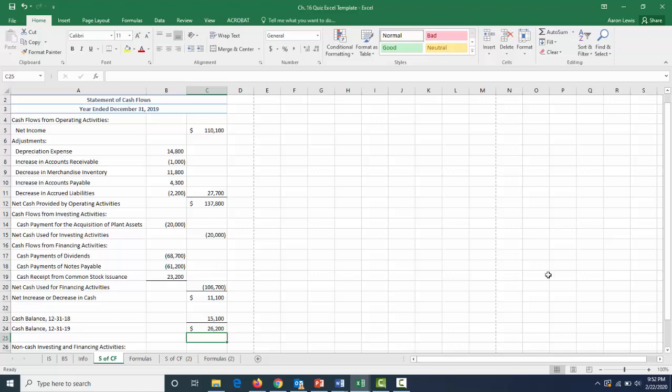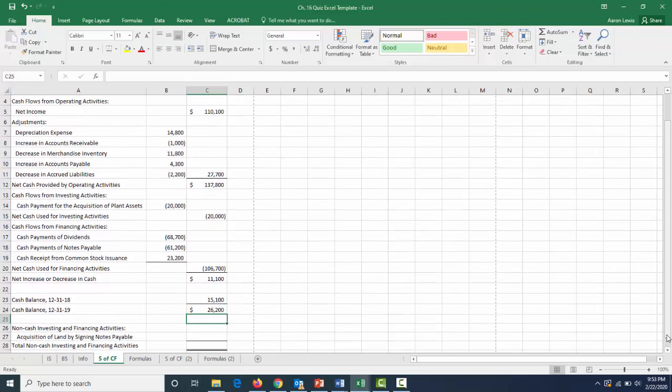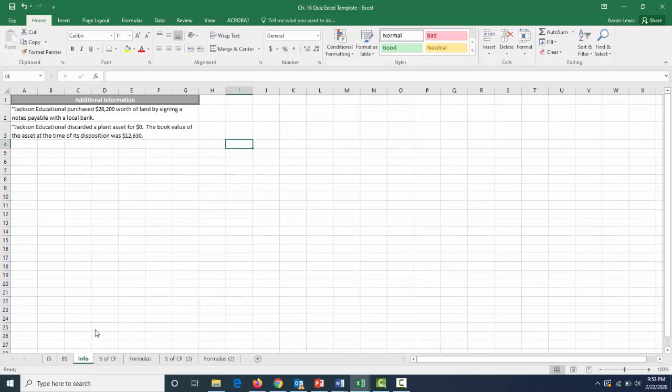We're almost done. We only have one thing left, and that is any non-cash investing or financing activities. Users of our information are going to want to know why certain accounts changed, even if that doesn't reflect the way that our cash account changed. And in this case, we do have one thing that we need to disclose to them, and that is that we purchased $28,200 worth of land by signing a note payable with a local bank. That's a non-cash activity. We didn't exchange any cash to them. We just signed the note.